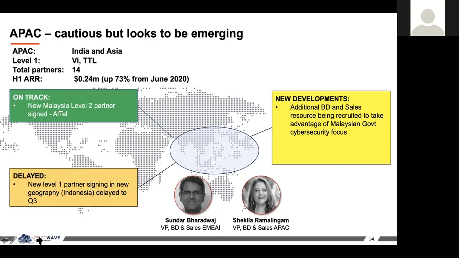In this region, we signed a new level one partner in Altel out of Malaysia, but the signing of the new level one partner, which was planned in Indonesia, has been delayed into Q3. We're in the process of recruiting an additional BD and sales resource to take advantage of an emerging opportunity with a major telco, and the Malaysian government, which has announced almost $500 million US funding to bolster cybersecurity in the country.